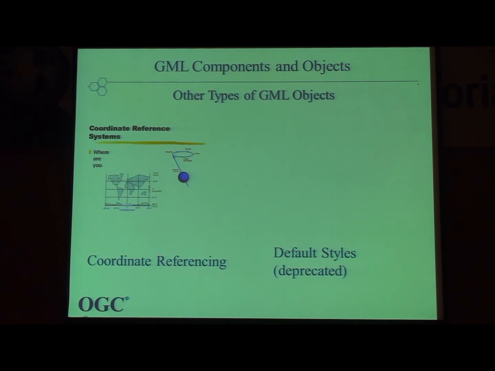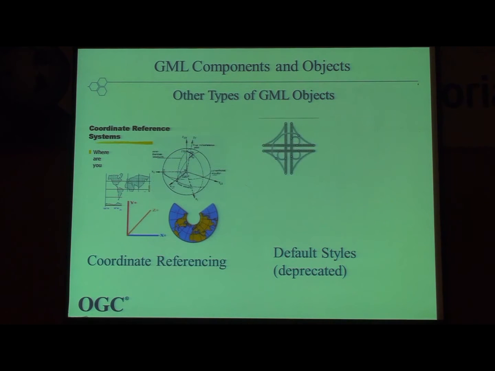Okay, other types of GML objects. We've got coordinate referencing objects. This gives basically the spatial context for where your object is relative to an Earth model. It used to be that default styles were in GML. They've since been deprecated, and in GML 3.2 they're strictly informative, not normative anymore. And that's because of the separation of information content and visualization. So that has pretty much succeeded in that you have a single information content description, but many different styles possible of that. And so default styles basically weren't well utilized in GML and were deprecated.